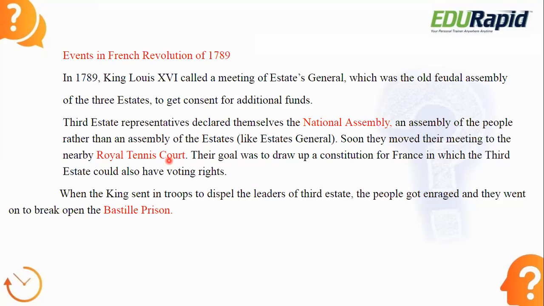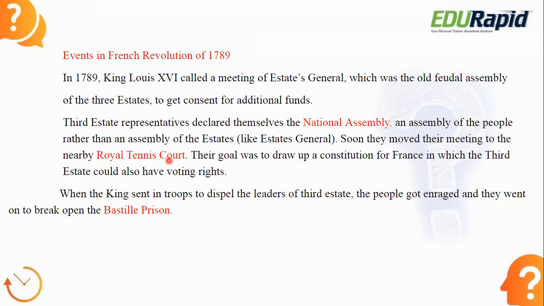Okay, when they did not get whatever they wanted from the class 1 and class 2 people, then obviously they moved away from it. They got separated from it, and they started making the National Assembly in favor of all the people. Here they are claiming their voting rights. So this is called the Royal Tennis Court Oath.